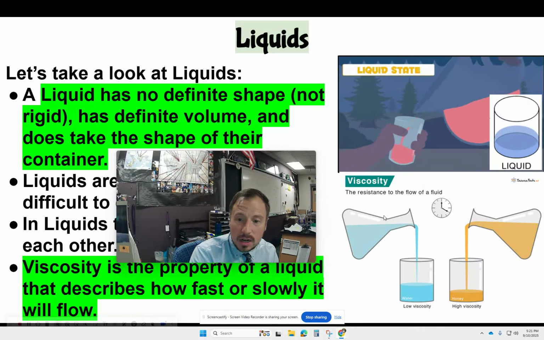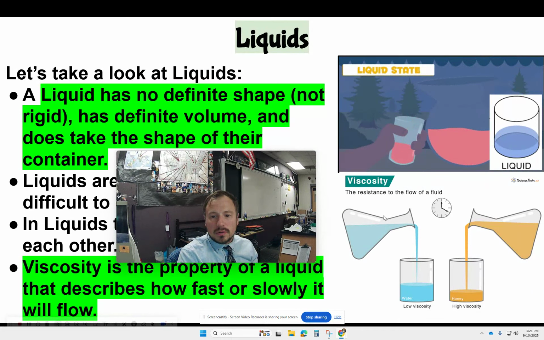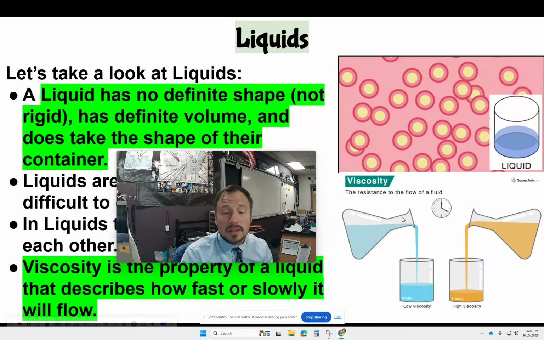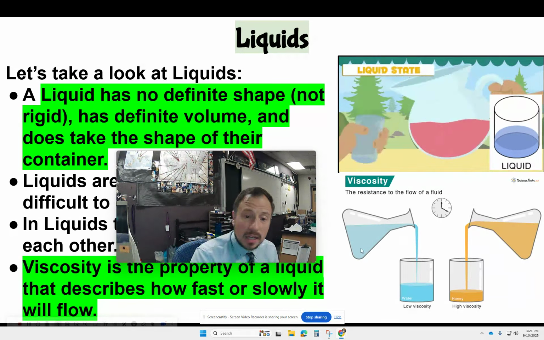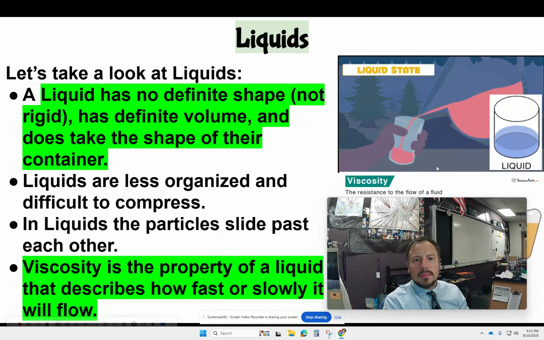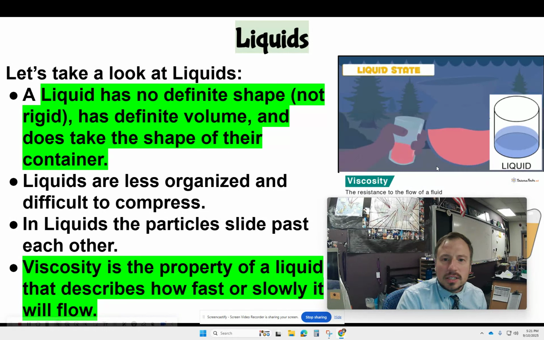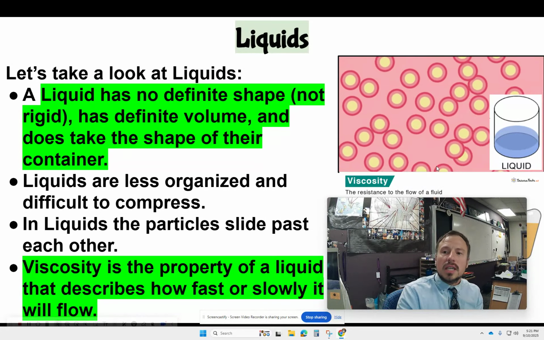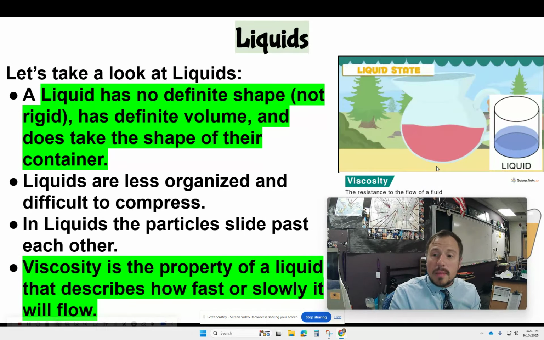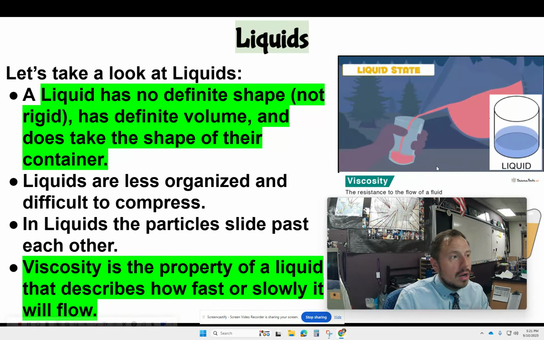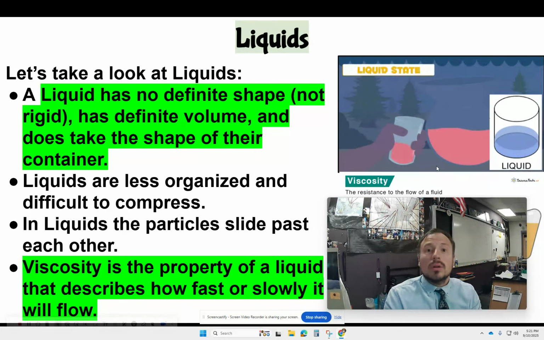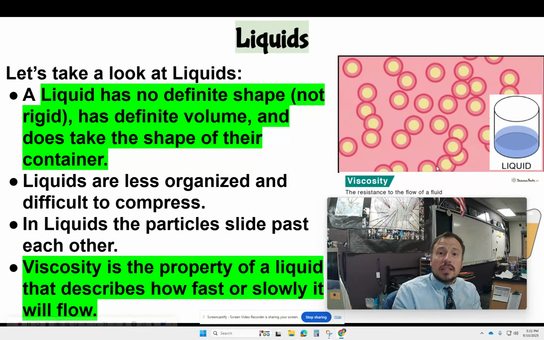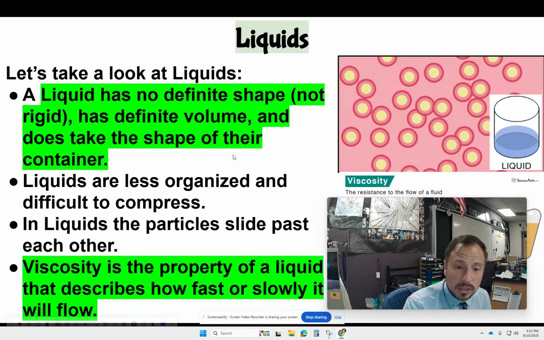So if we look over here, it's resistance to the flow of fluid. You can see that water is going to pour more quickly than honey. Honey has a very high viscosity. But if we look up here, let's just talk about liquids. You can see here it doesn't have a definite shape. It has a definite volume, and that means that if I pour it into a different container, it's still going to have the same amount, right? If you take a drink out of the refrigerator and pour it in a glass, you don't have any more or less of it. It just takes a different shape, but you have the same volume, and it does take the shape of the container, whatever you pour it into.